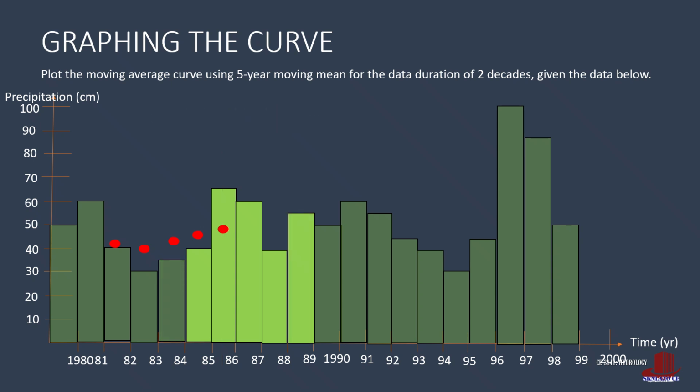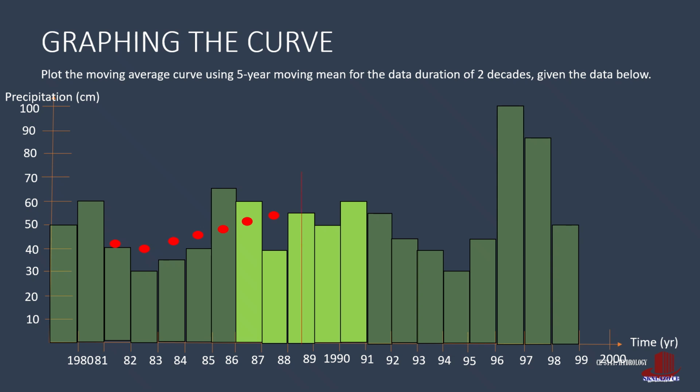Moving on to the next 5 years, the average is computed as a fifth of 40 plus 65 plus 60 plus 40 plus 55, which is 52, drawn mid-86 and 87. A year more, then get the average of 65, 60, 40, 55, and 50, which is 54. This is placed between 87 and 88.